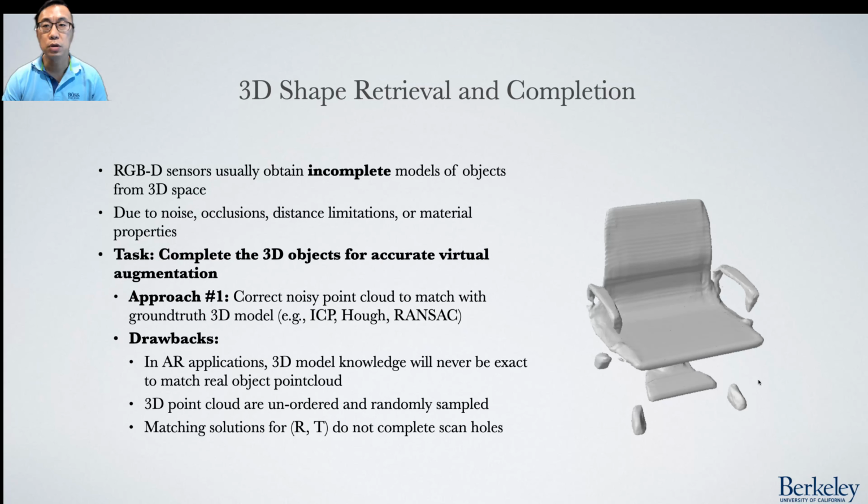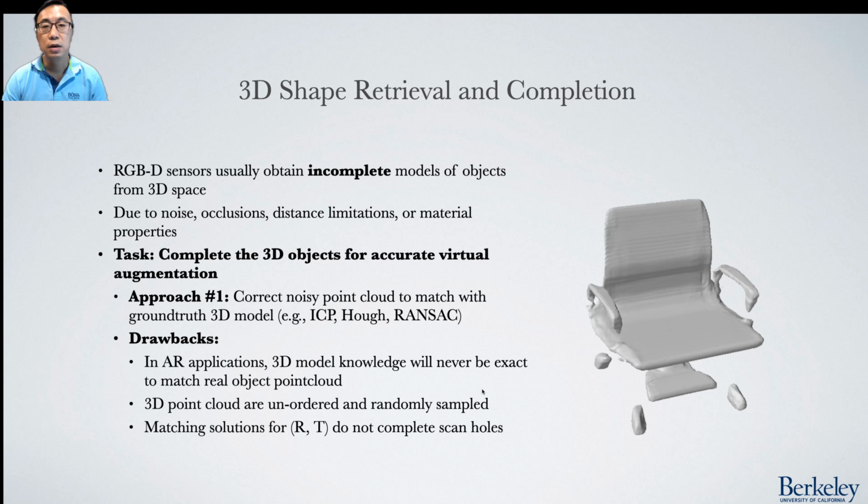If we look at this problem from 30,000 feet, there are 2 very well understood approaches. The first approach is to modify the noisy point cloud with the expectation to clean up the data and have the point cloud match the ground truth 3D model. For instance, the well-established iterative closest point, or ICP, Hough transform, and RANSAC all belong to this approach. However, if we are familiar with these algorithms, you may recall the following drawbacks.